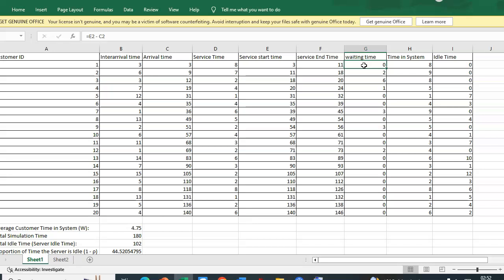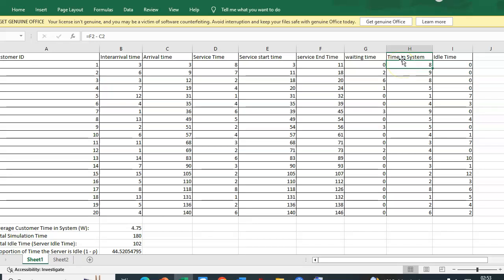So the waiting time is the difference between the service start time and the arrival time. So when they start service, basically when they start serving the customer, when they start working on the customer. So 3 minus 3, the time that the customer arrived, is 0. That's the waiting time. Then we go to the next one, 11 start time minus 9, which is the arrival time, which is 2. Then if we go to the next one, 18 minus 12, which is 6, which is here. So you do the next for the next. You can just drag down, obviously.